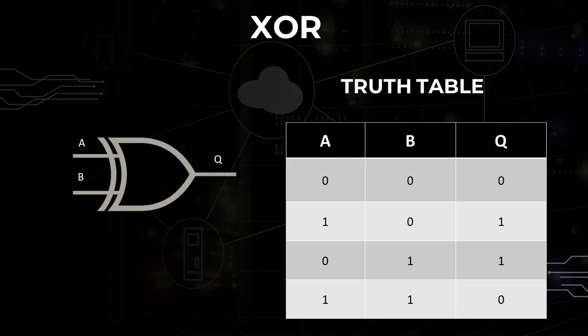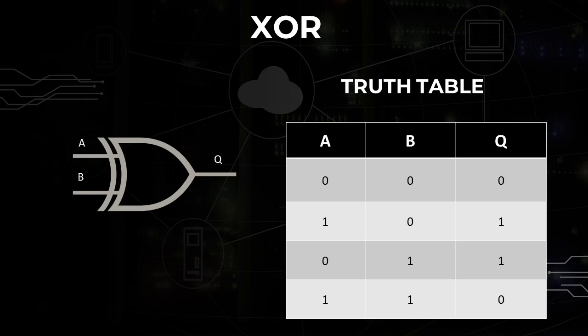Let's explore the exclusive OR gate. The exclusive OR gate outputs a 1 only if the inputs are different. If both inputs are the same, it outputs 0. Here is the truth table for the exclusive OR gate. When both inputs are 0, A is equal to 0 and B is equal to 0, the output is 0 because both inputs are the same.